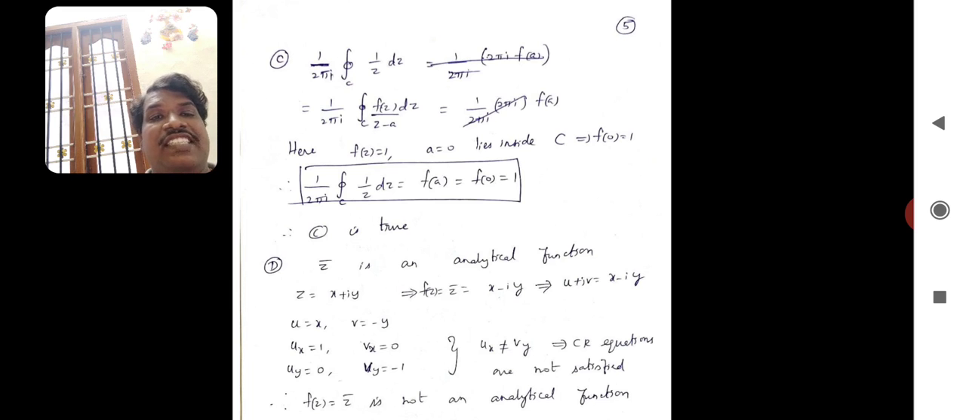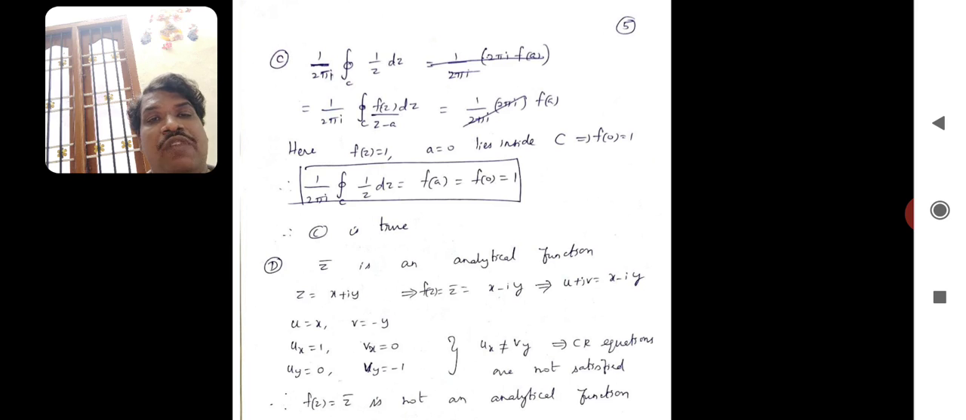We know that z is x plus iy, so z bar is x minus iy, which is the conjugate of z. Therefore f of z equals x minus iy, and f of z is nothing but u plus iv. It is a complex number u plus iv, which is equated to x minus iy. When I equate the real parts on both sides, I get u equals x. When I equate the imaginary parts on both sides, I get v equals minus y.